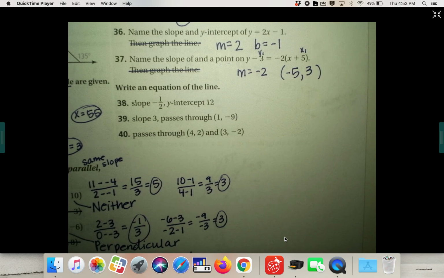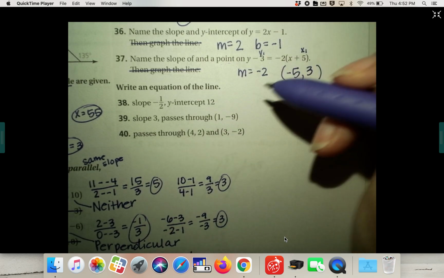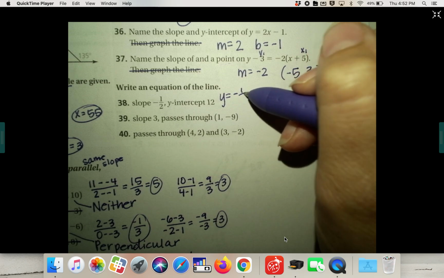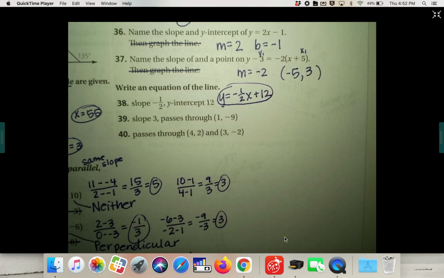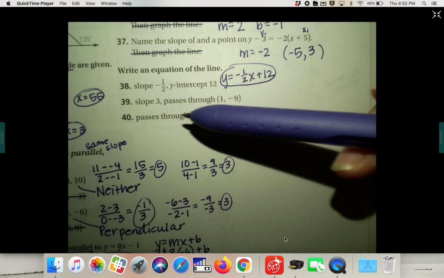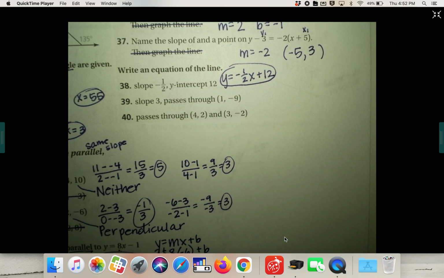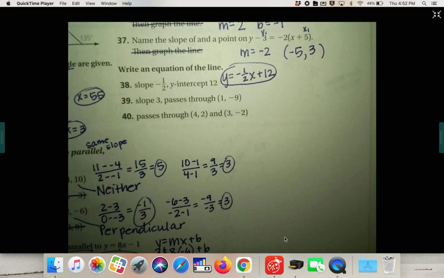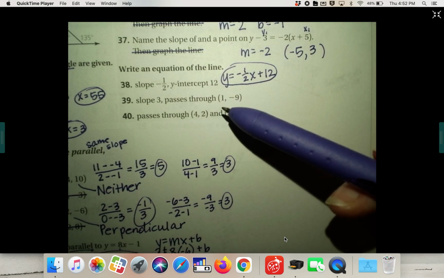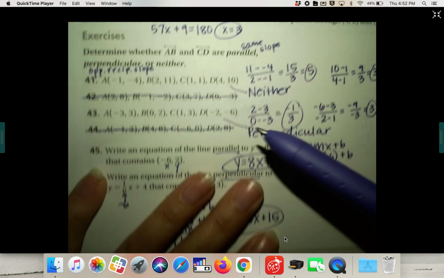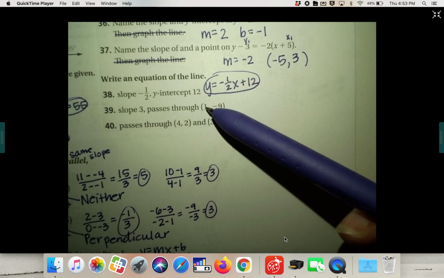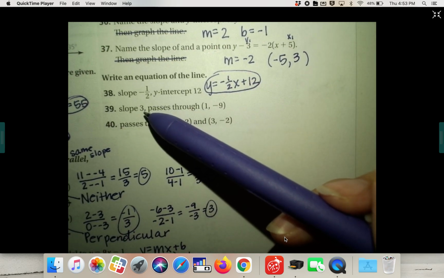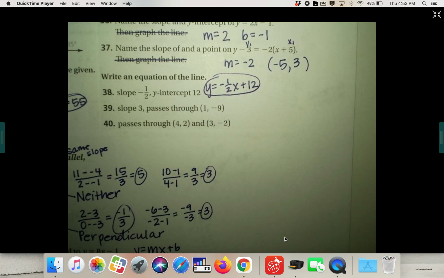All right, 38, write an equation, super easy. It gives us the slope and y-intercept, so let's just call it y equals negative half x plus b, which is 12. Great, easy enough. Now it's giving us a slope and a point. So you have a couple of different options here. You can either write it in point slope form, or you can just write y equals mx plus b like we did down here, and you can put in the point. You can borrow this point for your x and y, and you've got your slope, and solve for your new b. So I'll do one of each.